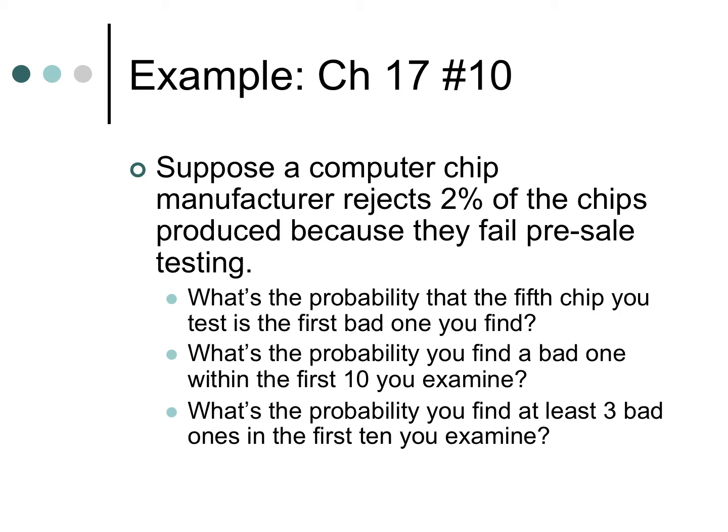Okay, so example number 10 from the textbook is very similar to the basketball problem we just looked at. Suppose a computer chip manufacturer rejects 2% of the chips produced because they fail pre-sale testing. So the probability it's rejected is 0.02. Okay, big mistakes made with making that into a decimal. What's the probability that the fifth chip you test is the first bad one?